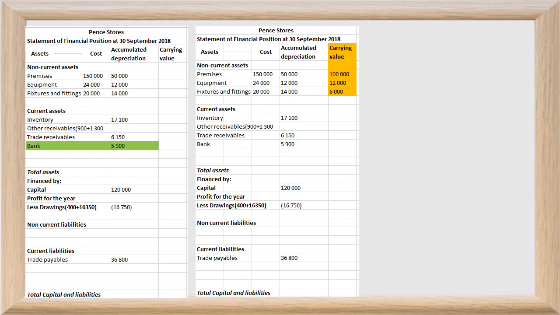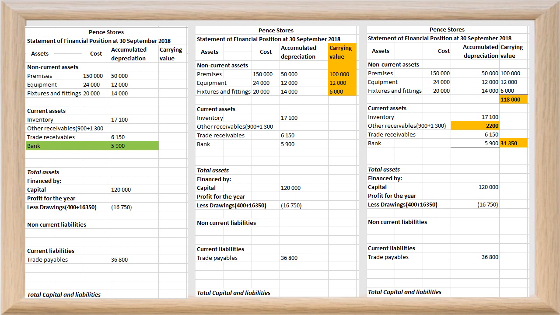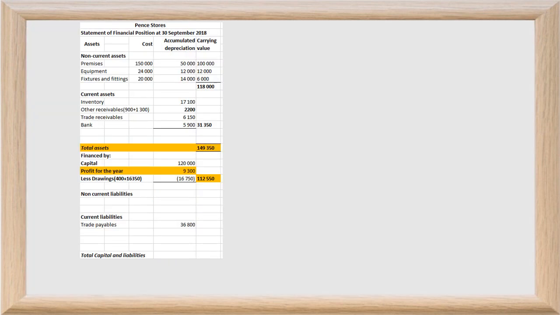Starting with non-current assets, carrying value will be the difference between the cost and accumulated depreciation. The total of these carrying values should be obtained next. Similarly, total of current assets should be obtained. In this case, first we have to total the other receivables figure, since we only did a working for that. The addition of current assets and the carrying values of non-current assets will be the total assets.